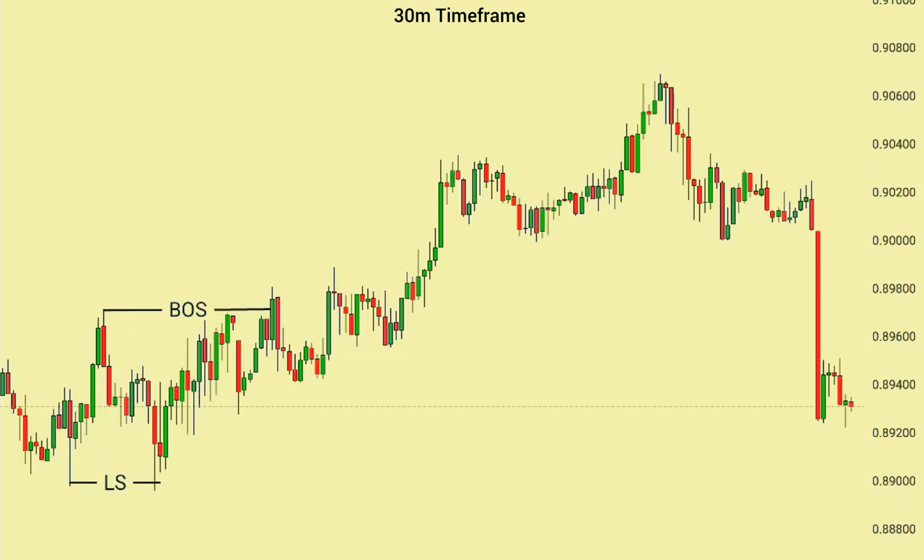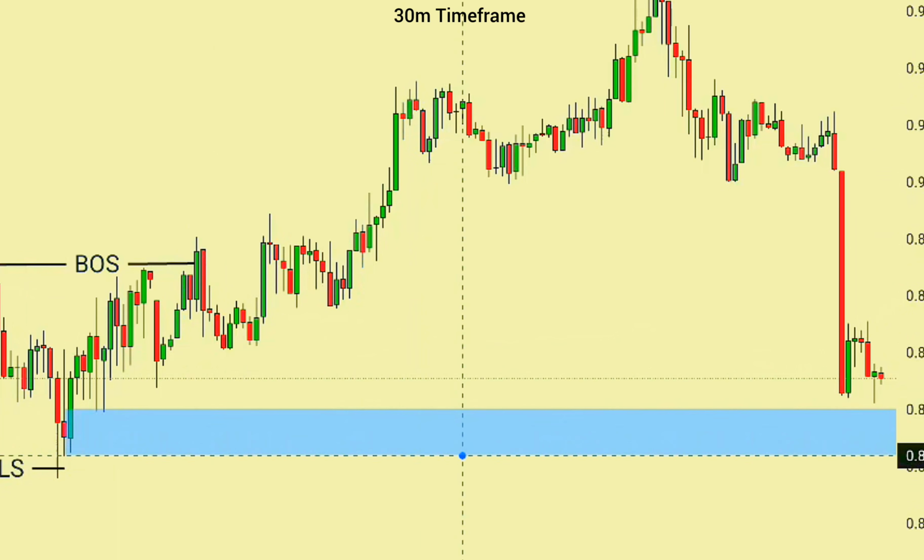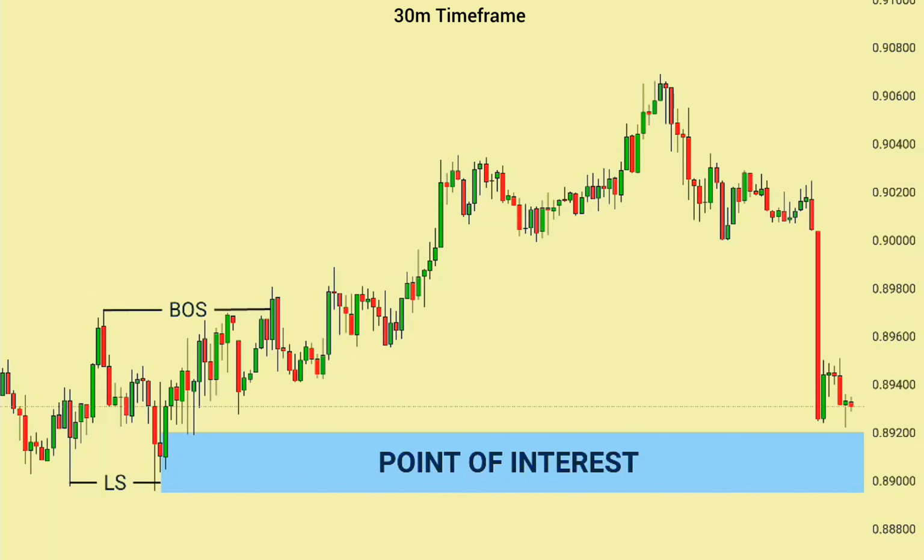After this move, I focus on the area from where price pushed up strongly. This zone becomes important because it shows where buyers entered aggressively. So instead of chasing price, I wait for price to come back into this area because this is where I expect a reaction. Not randomly, but based on how price moved from here earlier. This is what we call a point of interest, and this is where I plan my trade.